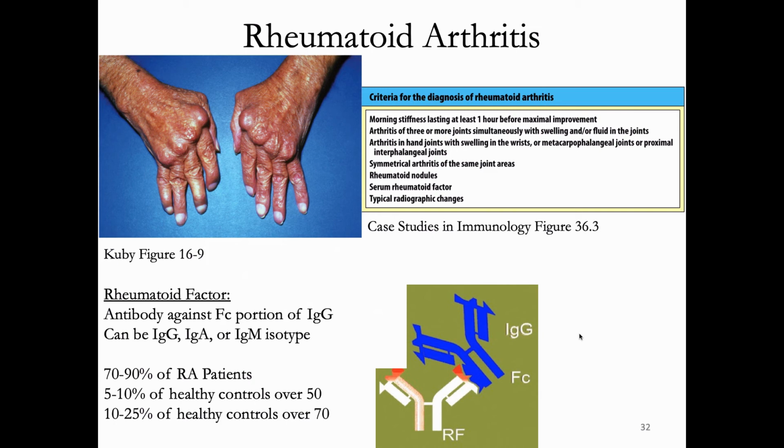And this can lead to a lot of immune complex formation. Rheumatoid factor is found in 70 to 90% of rheumatoid arthritis patients. One little problem is it's found in 5 to 10% of healthy controls over 50 and 10 to 25% of people over 70. So most people have this.